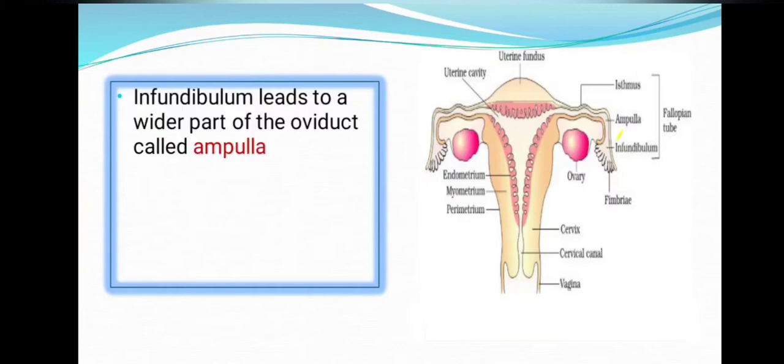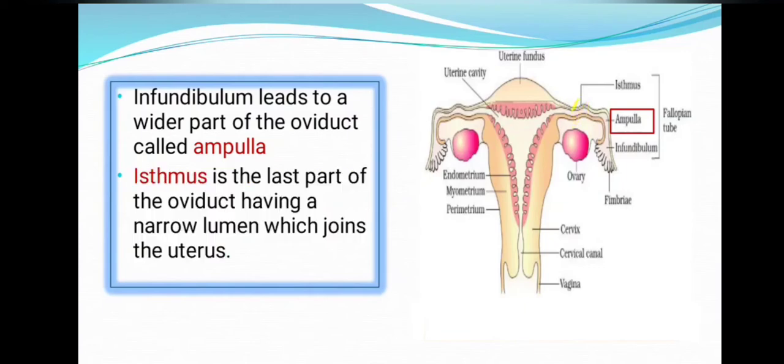The infundibulum leads to the wider part of the oviduct, which is called the ampulla. The ampulla is connected to the narrow part of the oviduct, called the isthmus. The isthmus is the last part of the oviduct, having a narrow lumen, and this isthmus joins the uterus.